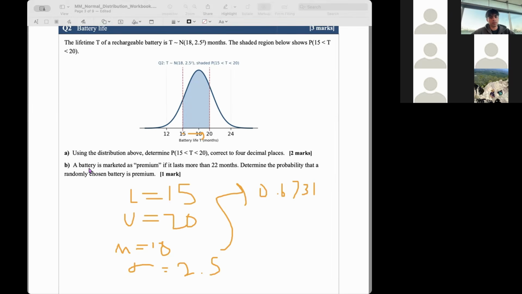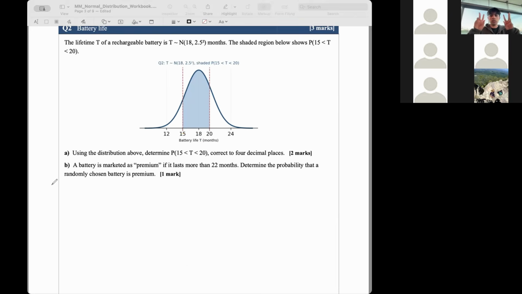A battery is marked premium if it lasts more than 22 months. Determine the probability that a randomly chosen battery is premium. All right. So this time they've kind of added extra steps. They haven't just told us what probability to look for. They've made it a worded question to make it a more complex question. But this is just a CF question in disguise. That's what CF questions tend to feel like.